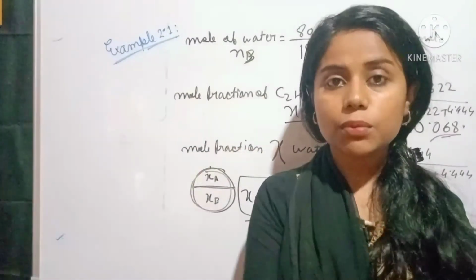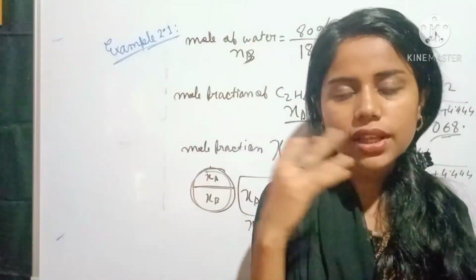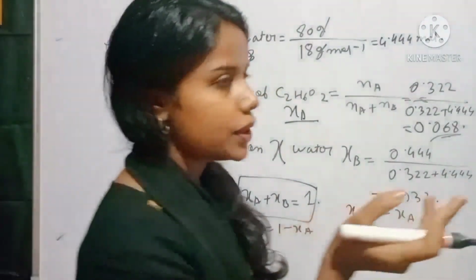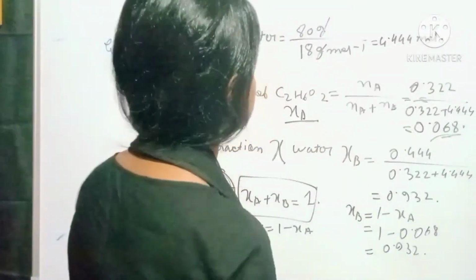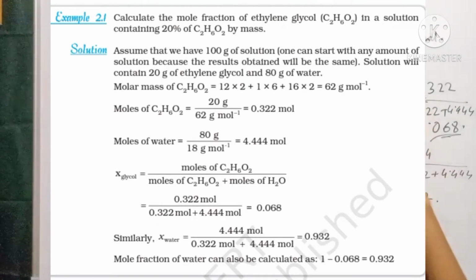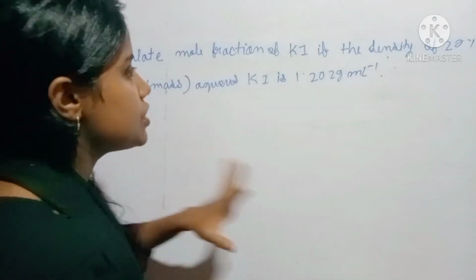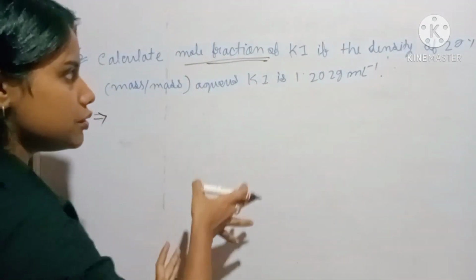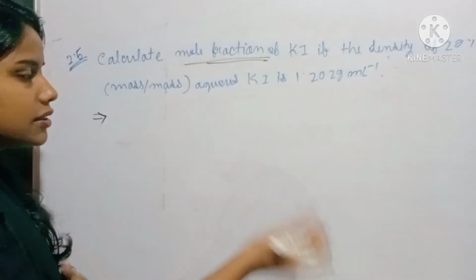Now I am going to explain that example from the in-text questions, and then today's class is over, and from the next class we will learn about molarity and molality. So now I'm going to write the in-text question, question 2.5. Here the question is to calculate the mole fraction. Since we learned about mole fraction, I skip molarity and molality. I will teach these things in the next video.